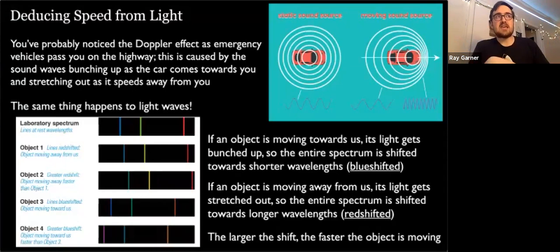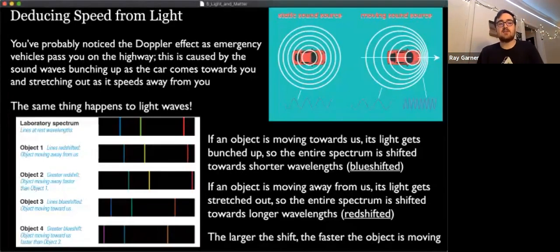Because light is waves sometimes, the same thing can happen to light waves. So if an object is moving toward us, its light gets bunched up, so the entire spectrum is shifted towards shorter wavelengths. We call that blue shifted. If an object is moving away from us, its light gets stretched out, so its entire spectrum is shifted towards longer wavelengths. We call that red shifted. Furthermore, the larger the shift, the faster the object is moving.